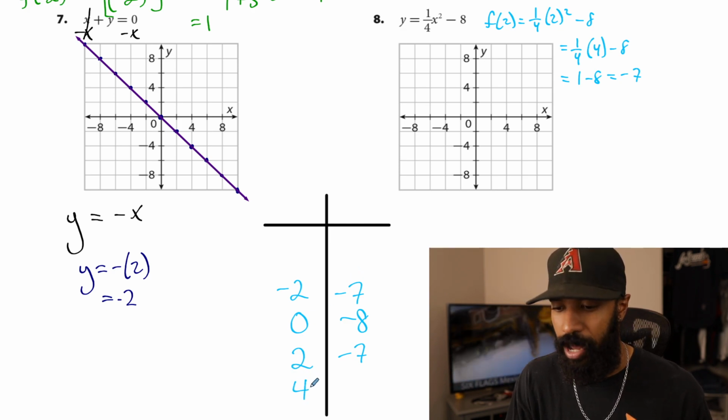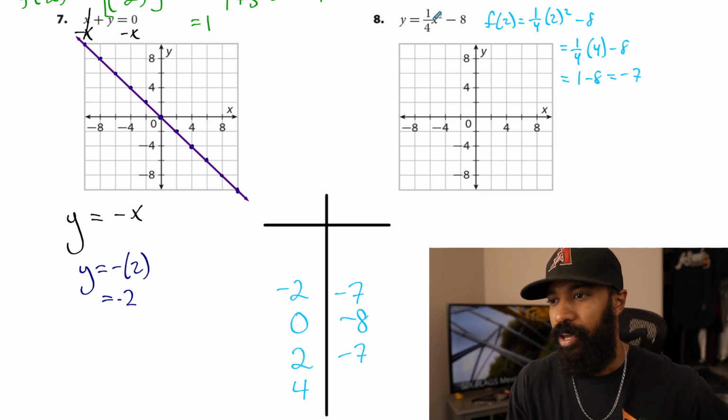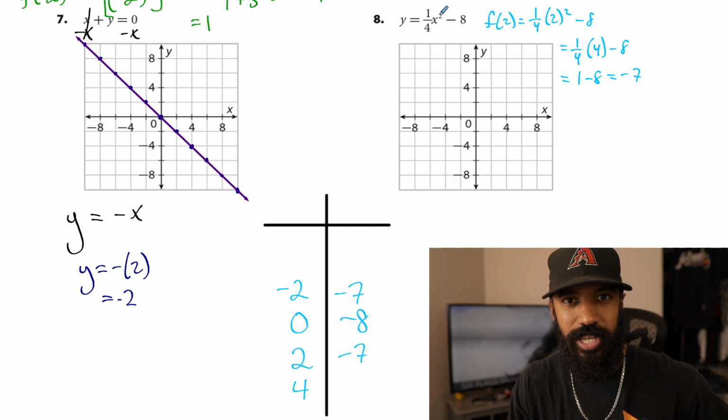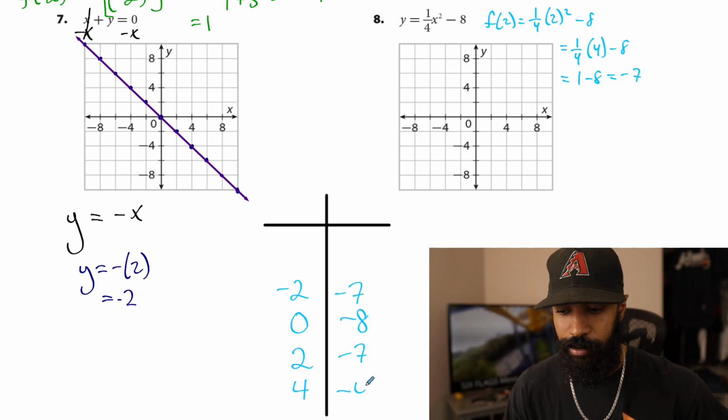I'm going to substitute 4 now. 4 is divisible by 4, so 4 squared better be divisible by 4 as well. 4 squared is 16. 16 divided by 4 is 4. Minus 8 is negative 4.